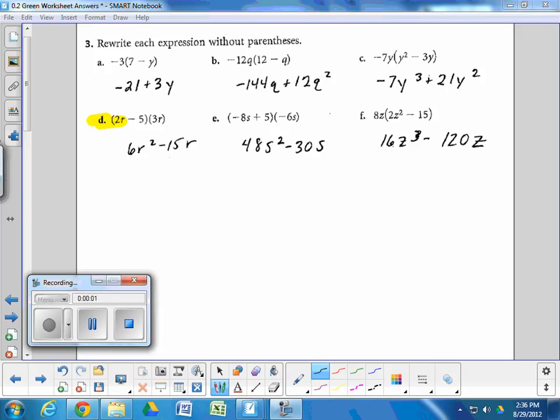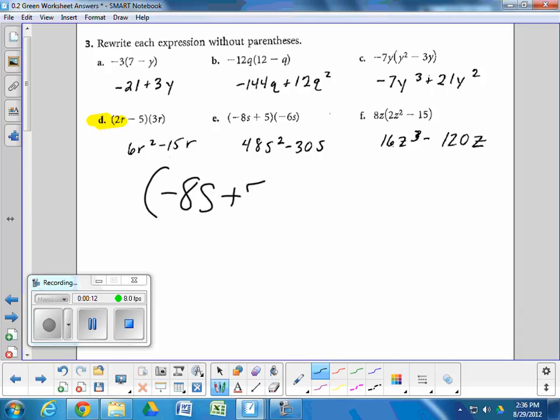Last night. So here we go. We are on the worksheet for 0.2, is that right? Okay, and we're on 3E, and they want us to take negative 8s plus 5 times this lonely little negative 6s.